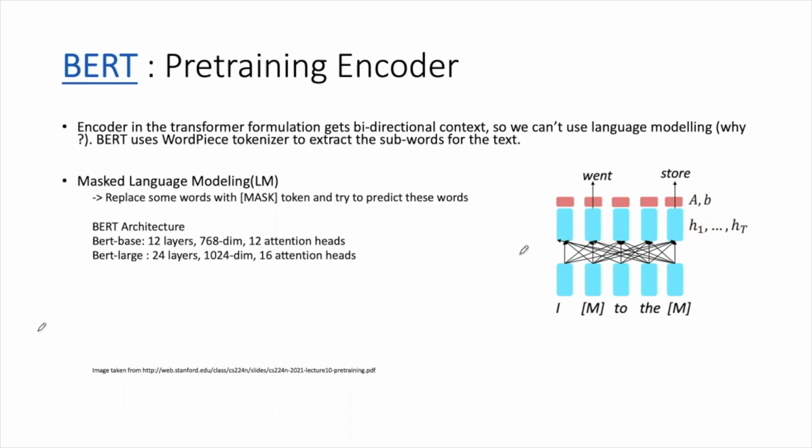So we use a different form of pre-training approach for pre-training the encoder, which is masked language modeling. In this, we replace some words in the input sentence with mask tokens, and then we pass the entire sentence to the encoder and try to predict the mask tokens. That is the typical objective and how we conduct pre-training for the encoder.